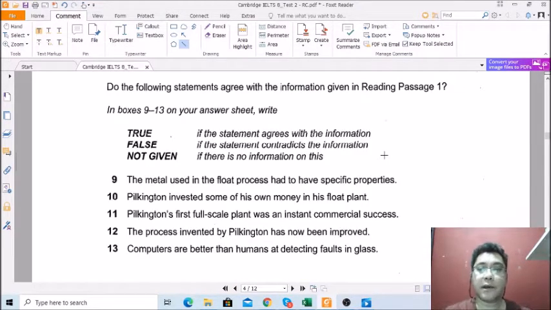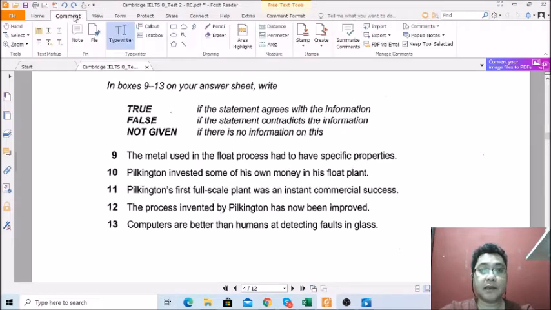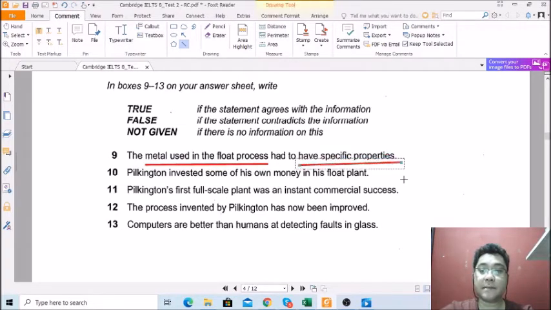Okay, well, after we finish phase number one, which is that we need to underline important words in the passage, you have to practice that so you can do it fast. Now let's go to true, false, and not given. Number nine, the metal used in the float process had to have specific properties. In here, we can see that the metal used in the float process has to have specific properties. So there should be a requirement for the metal used.